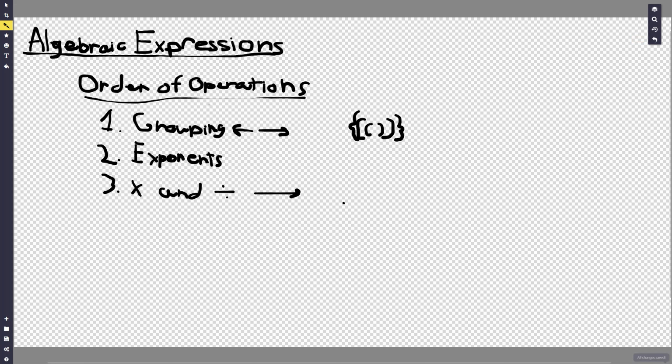Okay, and I'll get some examples in a minute. And finally, we have addition and subtraction. And again, we perform left to right. So these are the basics of order of operations, and that's the order that you should evaluate expressions. And this is very important later when we start working with variables more. So let's get some examples.